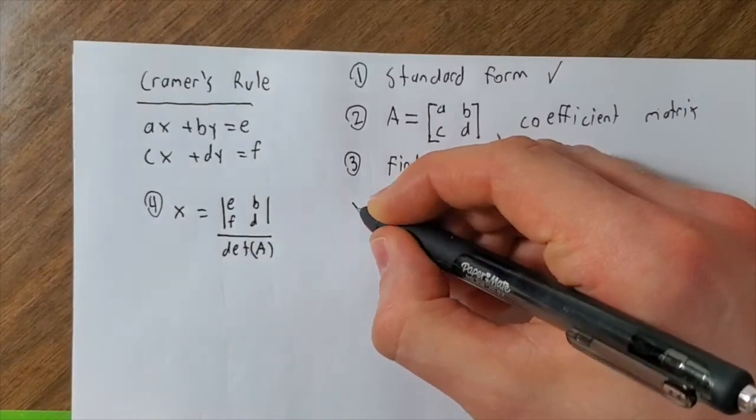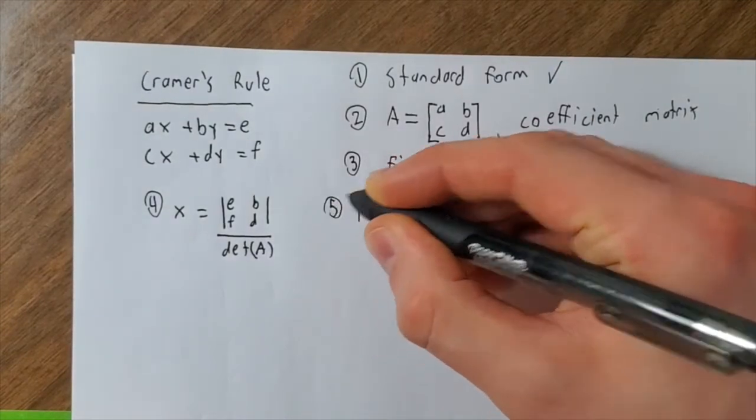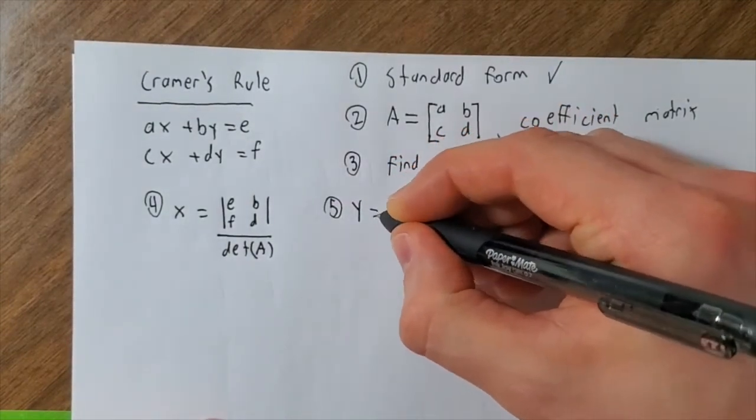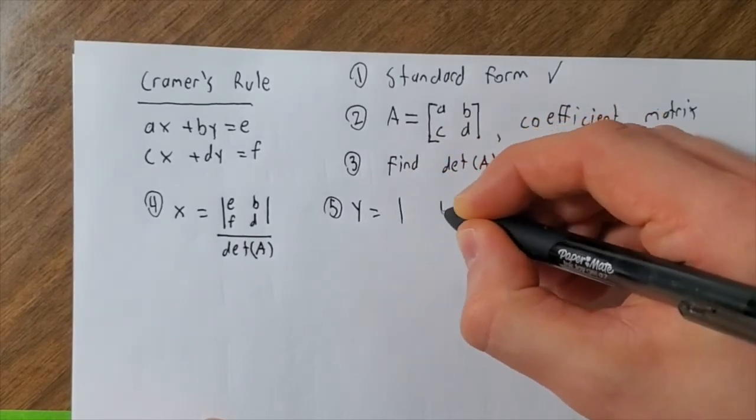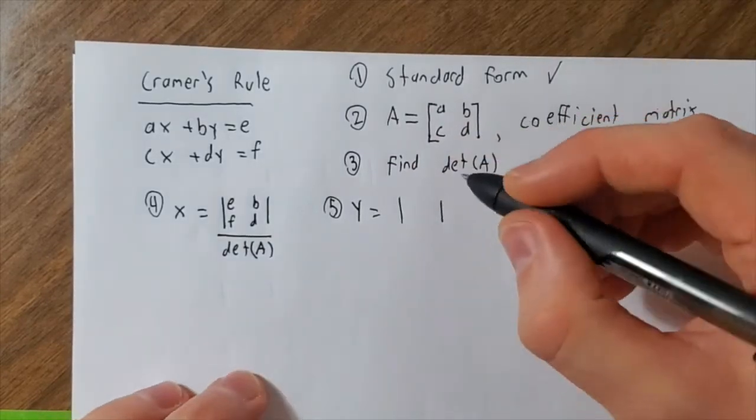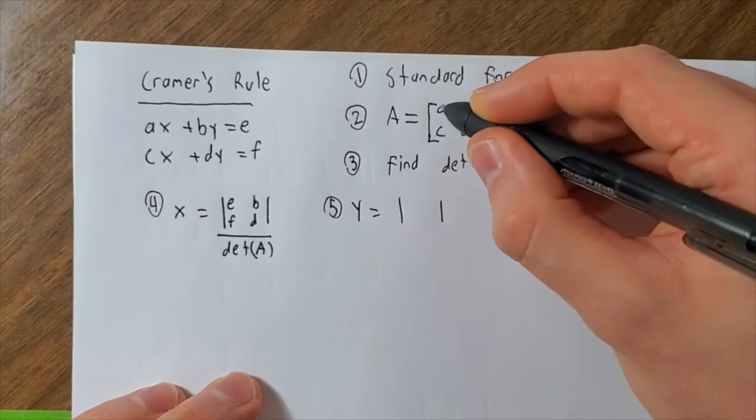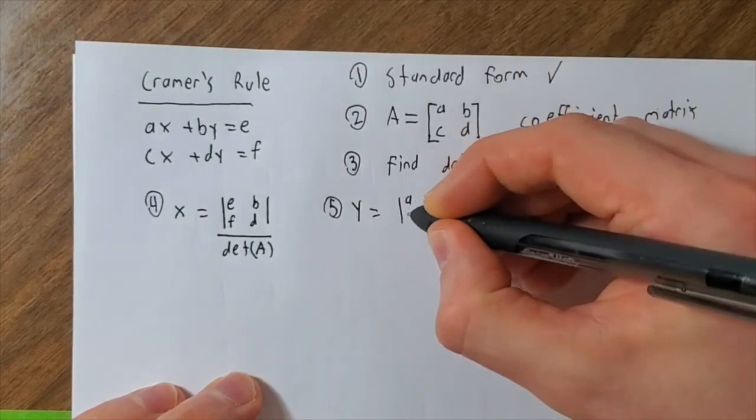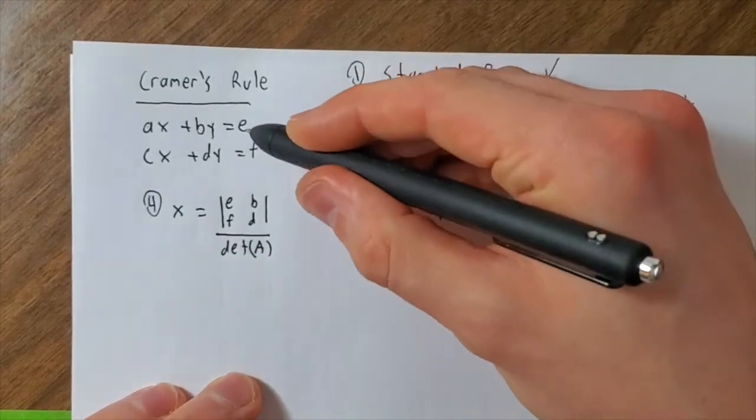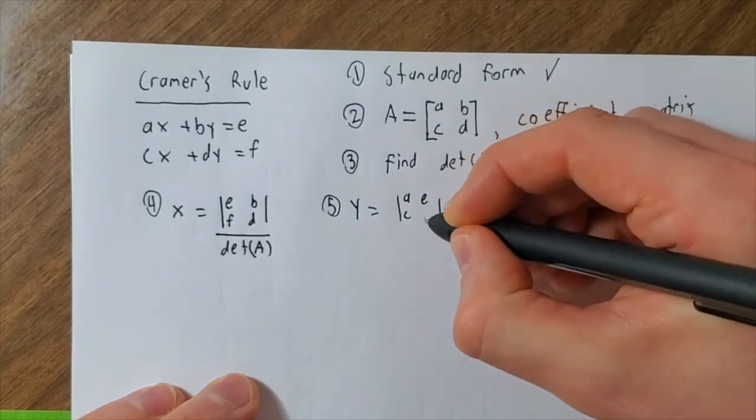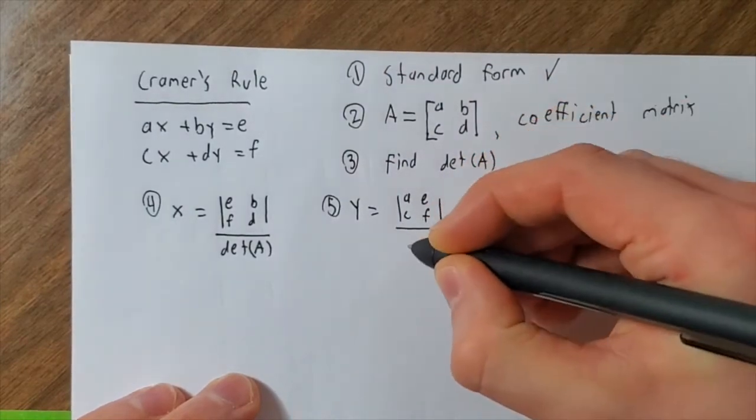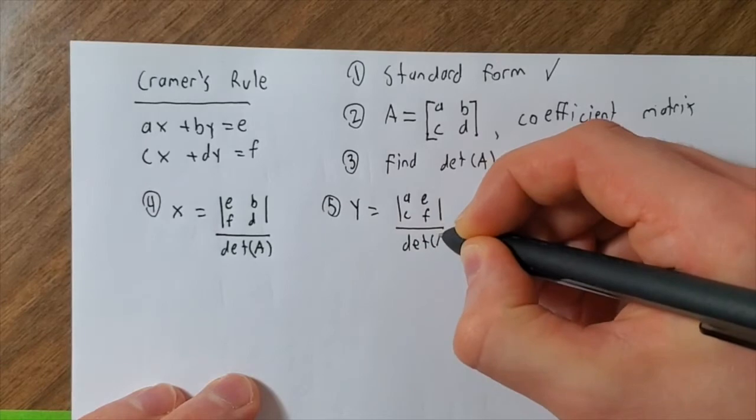And then for y, our last step, we're going to do something very similar, where we'll have the determinant of a new matrix where, this time, our x column stays the same, so we have A and C, and we're substituting in E and F for our y column here. And we're plugging that all over the determinant of A again.